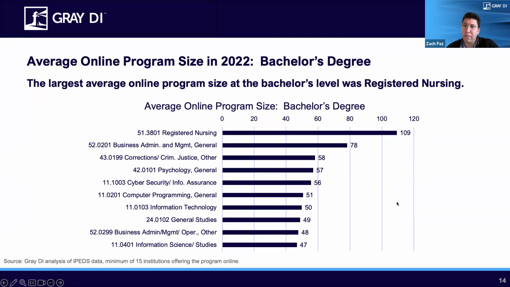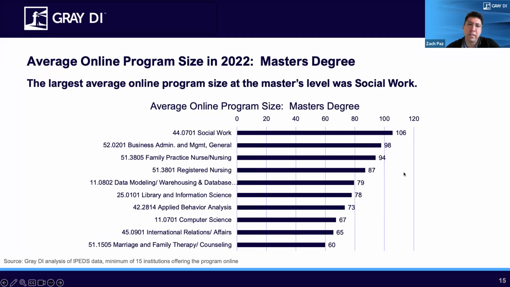And then at the master's level, I almost expected nursing to also be at the top, but was surprised to see social work at the top. So the largest in terms of an average program size, the master's degree is social work. So MSW. We then have MBA, and then here comes nursing with family practice nurse and registered nursing MSN. Some of the other interesting ones to highlight here: data modeling, computer science, applied behavioral analysis, marriage and family therapy counseling. And you can see the range here, a little bit closer of a range for the top programs from what we saw in the bachelor's level, where nursing just outpaced a lot of them.